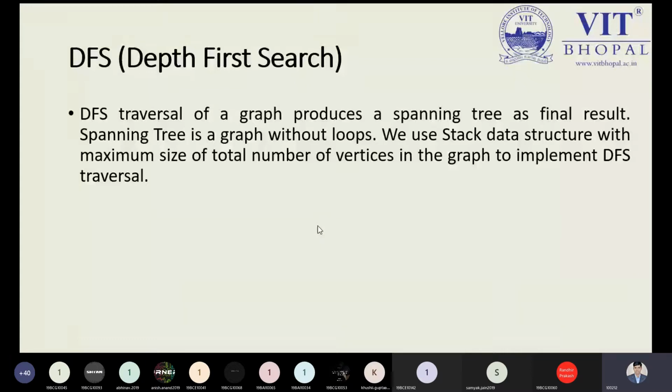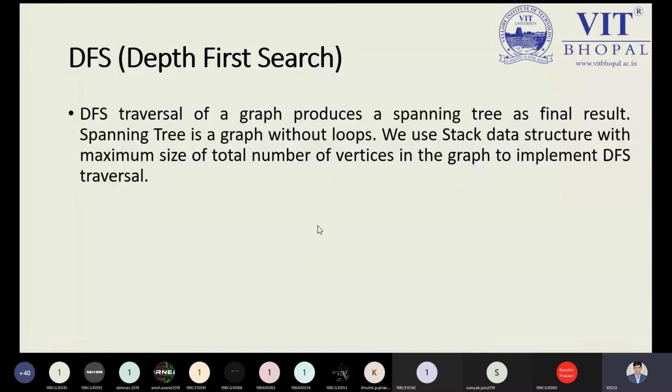So what is a spanning tree? This is a graph again, but without a loop. It is not a tree, it is a spanning tree, meaning a graph without loop. Because in a tree we can't have any loop or cycle, its representation is like a tree. So that's why the name is given over here, spanning tree.